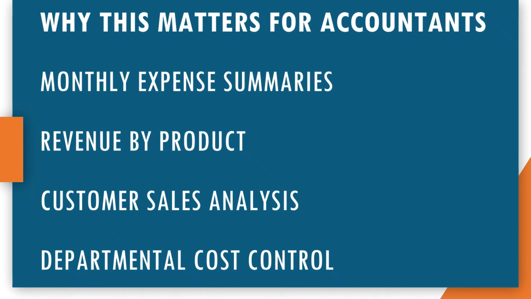HAVING is equally important because after summarizing, we often need to filter the results. For example, show only customers who purchased more than $1,000 or expenses greater than $500. Together, GROUP BY and HAVING allow accountants to perform financial analysis directly in SQL without exporting to Excel.